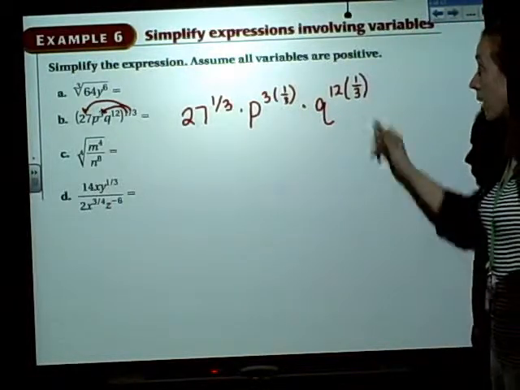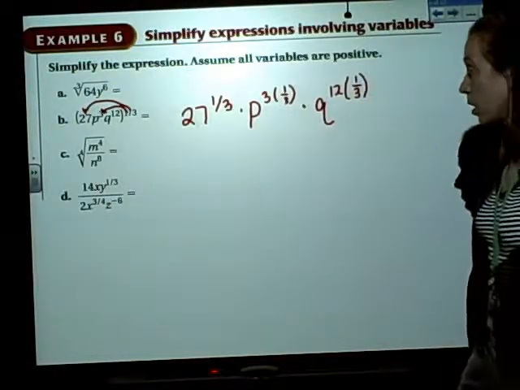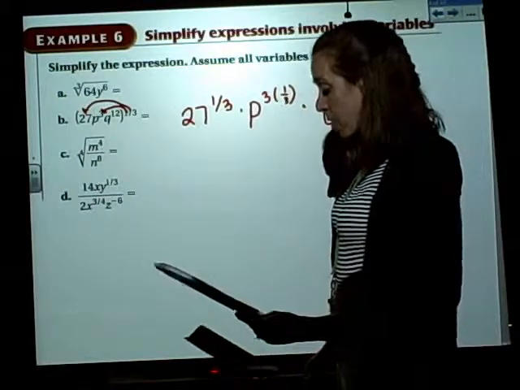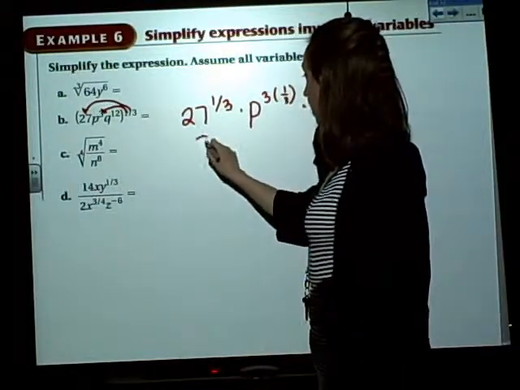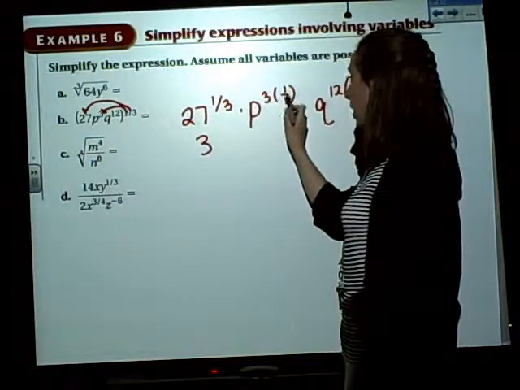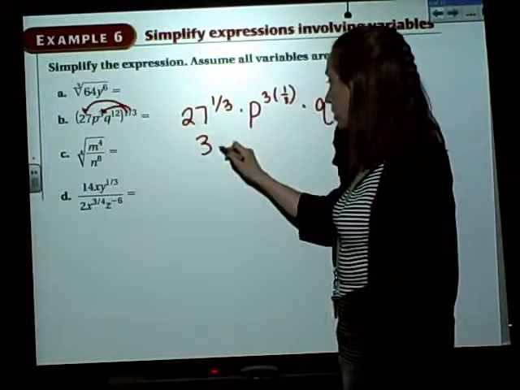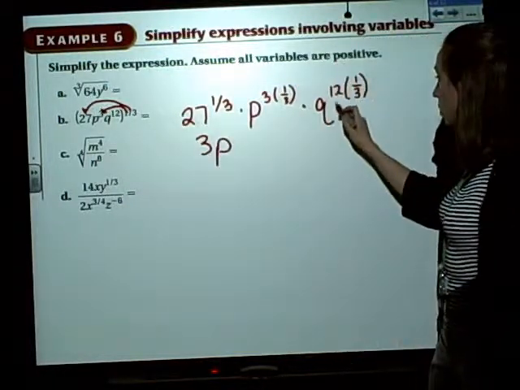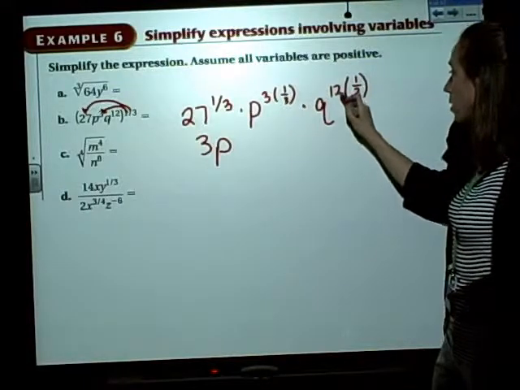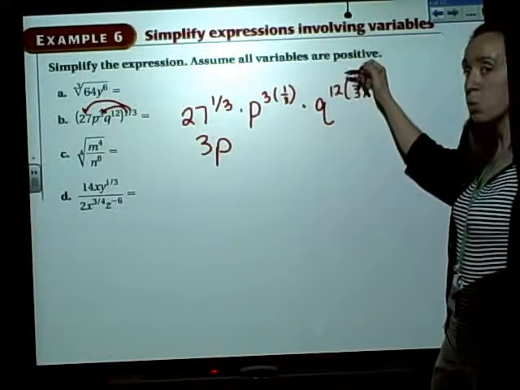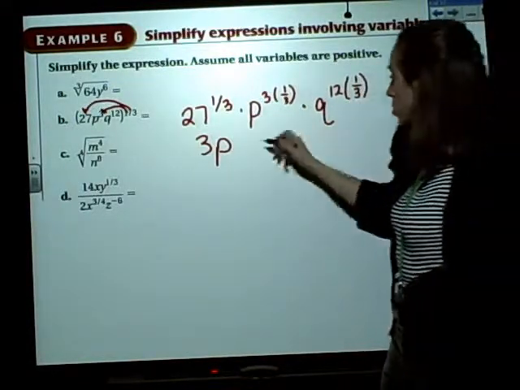And when you do that, you have to multiply your exponents. 27 to the 1/3 power gives me 3. 3 times 1/3 is just 1. Q to the 12 times 1/3. 12 times 1/3 is 12 thirds, which is just 4.